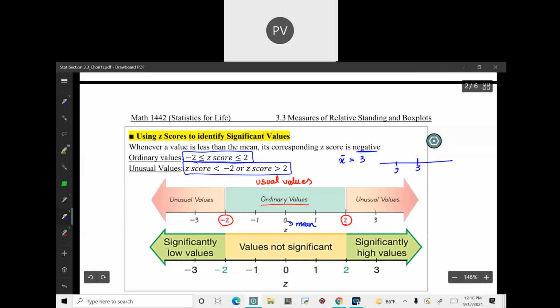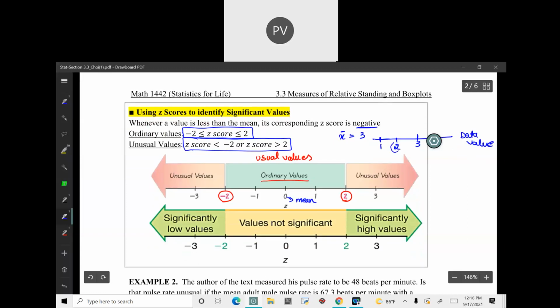For example, let me say that the mean is 3 here, 2 is another data value, and this is 1. Okay, this is the data value. Now if I ask you what is the z-score of the second data value, whether it is positive or negative, the answer should be negative because it is less than the mean. Okay, if there is any value less than mean, the z-score would be negative.